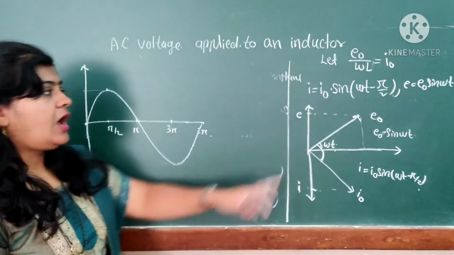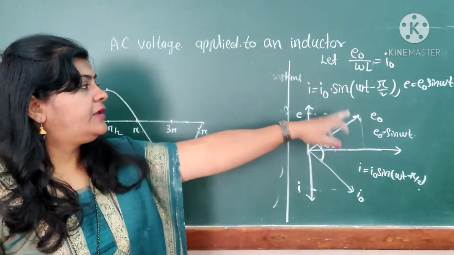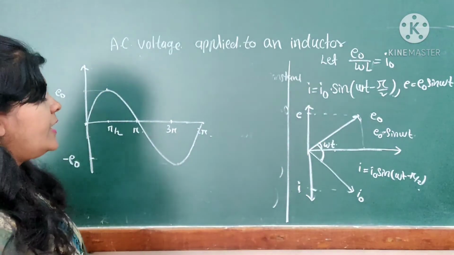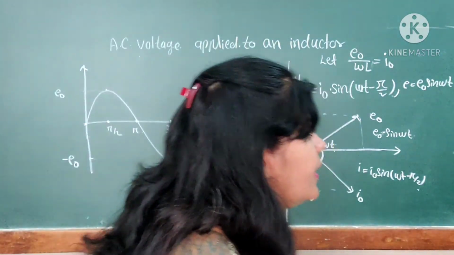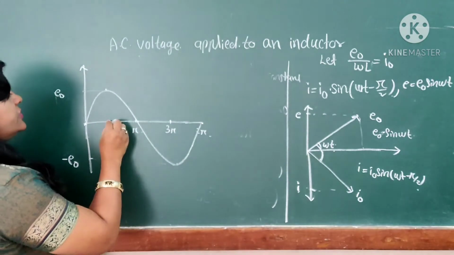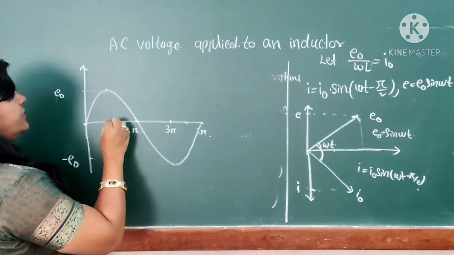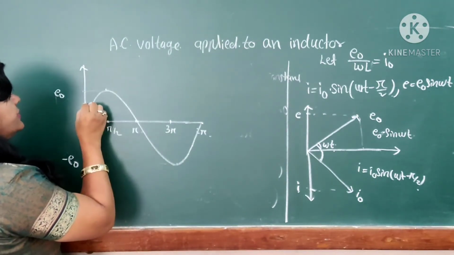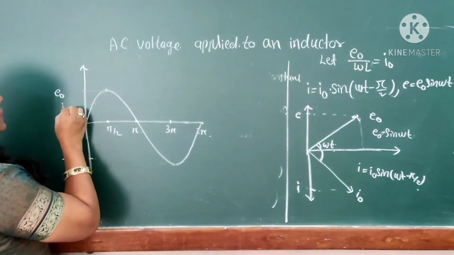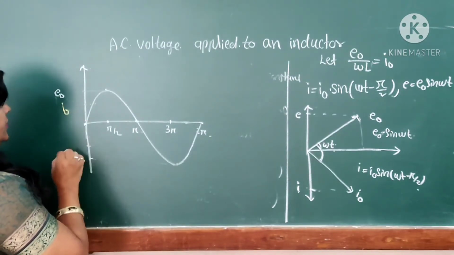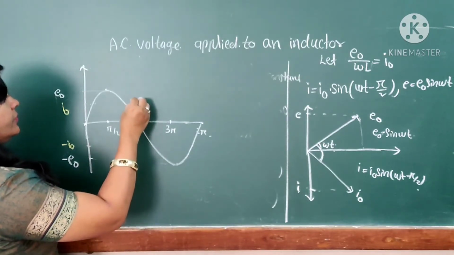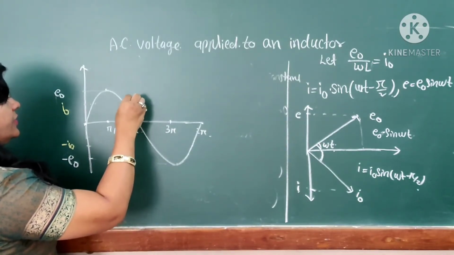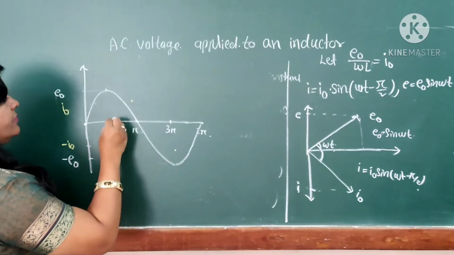Now for the I function, the current is omega t minus pi by 2. It will start from the pi by 2 value, because there is a difference between them. The maximum is I naught, and here is minus I naught. Here it will be used as a maximum.